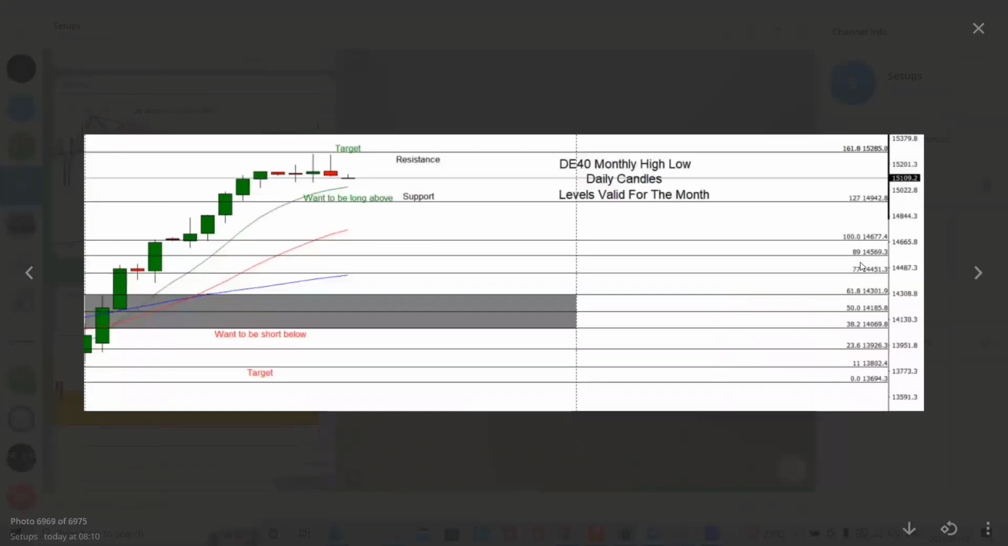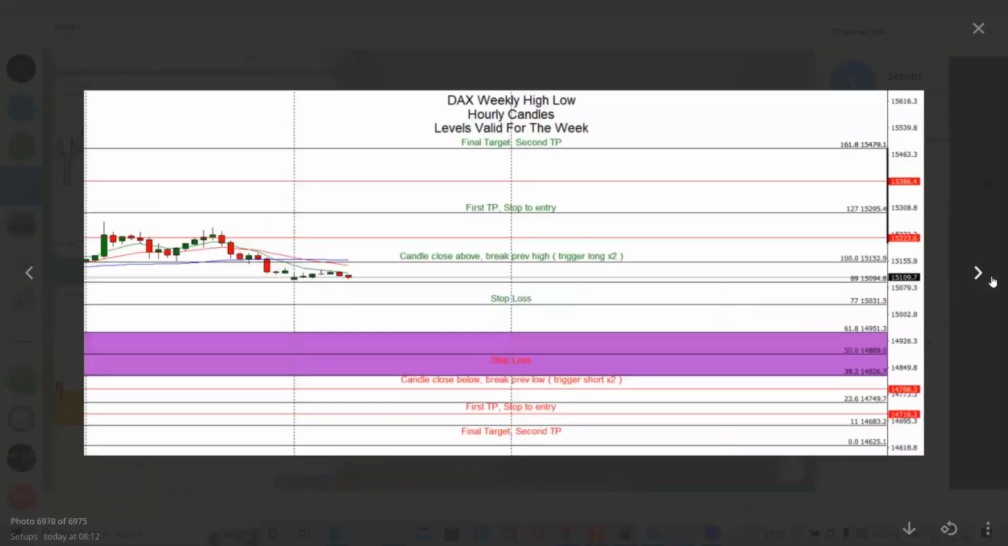On the DAX monthly high low, currently between levels of 127 and 161.8. If we look at resistance and support, look at moving averages, 8 is above 21, above 50. That's indicating trend is up. So we're still looking for that 161.8 target level.